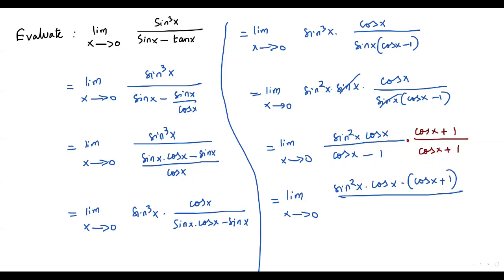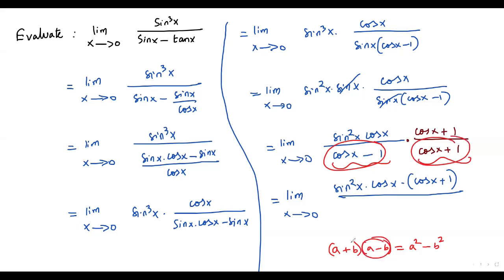So let's consider the basic identity of algebra. Whenever we multiply two binomials in the form a + b and a - b, it equals a square - b square. Because these two binomials are in that form, we can consider this one as a - b, and this one as a + b. When I multiply a - b and a + b, it equals a square - b square. At the place of a, we have cosine x. At the place of b, we have 1.